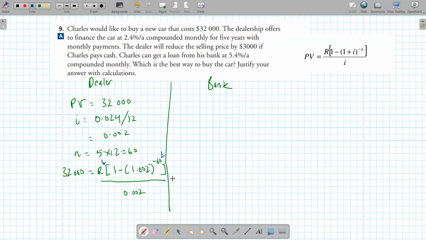I got 0.112. Right, so then you want to divide that by 0.002. I got 56.48. Then you want to divide 32,000 divided by that, and that's going to give you your R value.